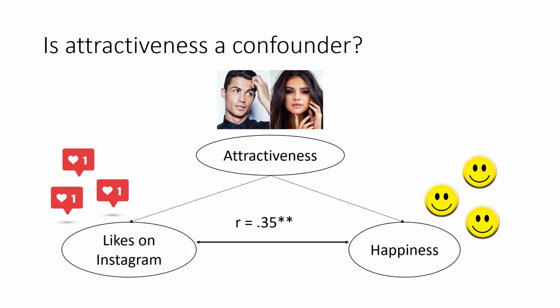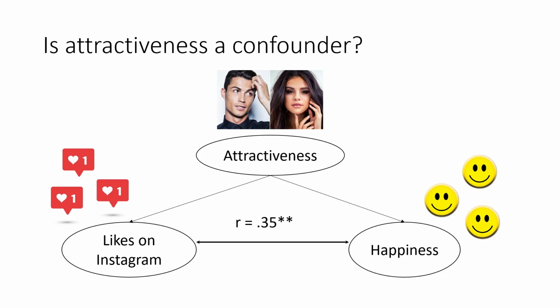In the case of the example, likes on Instagram and happiness, a possible third variable is the physical attractiveness of Instagrammers, meaning how pretty or how handsome those Instagrammers are. In psychology, there is a tendency for attractive people to be more liked and better treated by other people. This is called a beauty bias.